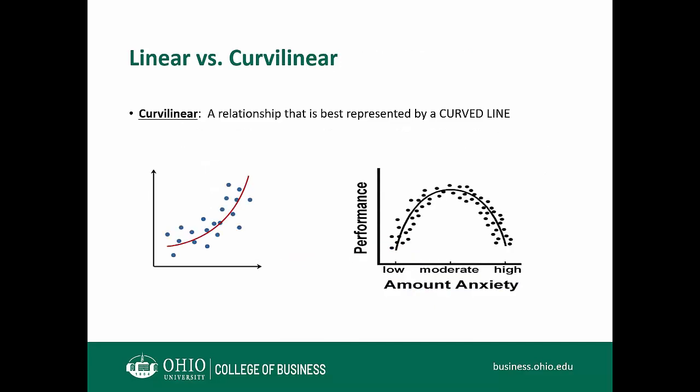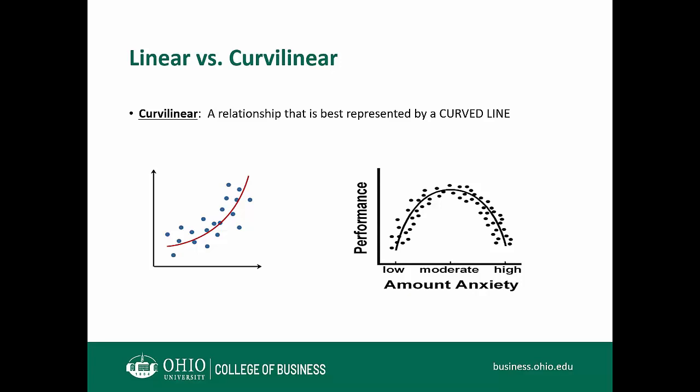A curvilinear relationship is a relationship that's best represented by a curved line. So if you had to draw a line through the middle of your dots on a scatter plot, you would end up forming a curved line. There are many different types of curvilinear relationships. Here's two examples on scatter plots.